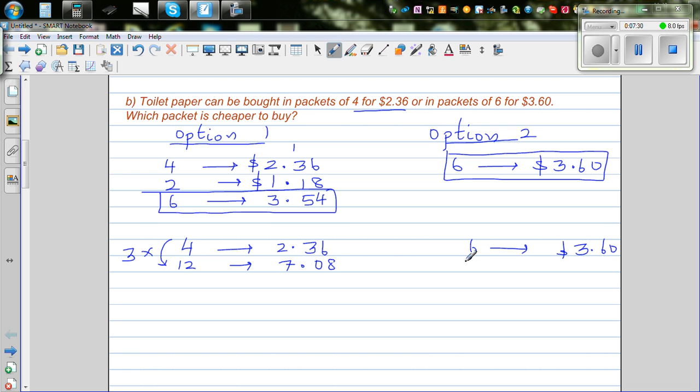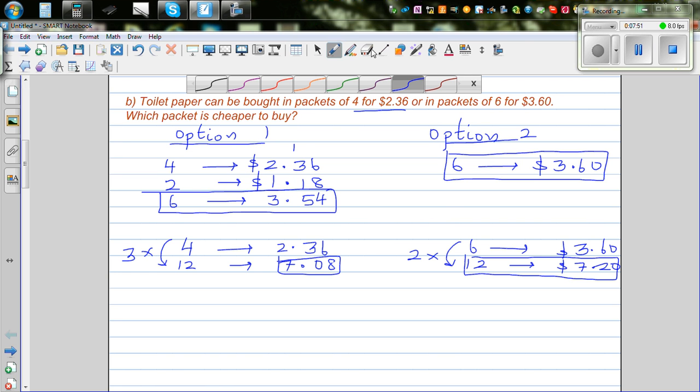Okay, so 12, that means if you buy two of them, this is times two, so this is $7.20. So this way also you can see this is $7.20, and here you get $7.08. Okay, so option one, I'll put a smiley face for option one. So this is the option that I'm going to choose.